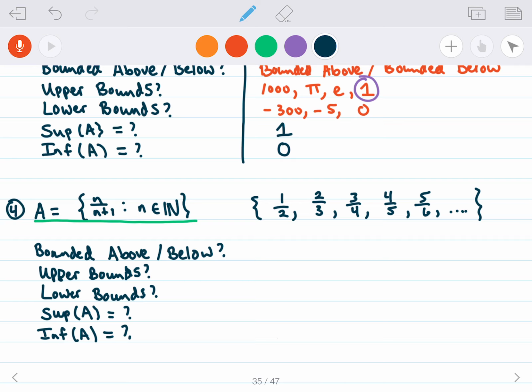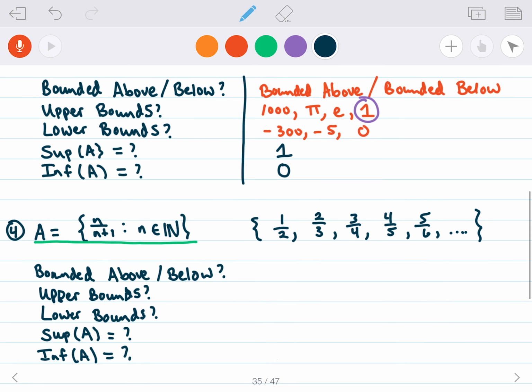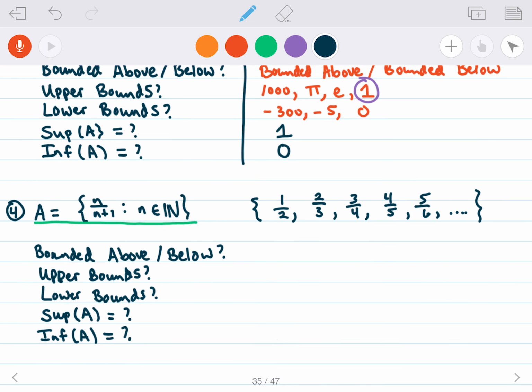Okay, so is it bounded above and below? Yes, this thing is bounded above and below. You can actually, if you want to look on Desmos, see it too. So yes and yes, bounded above and below. We can always find things that are smaller than or equal to everything in the set, and we can always find things that are bigger than or equal to everything in the set.